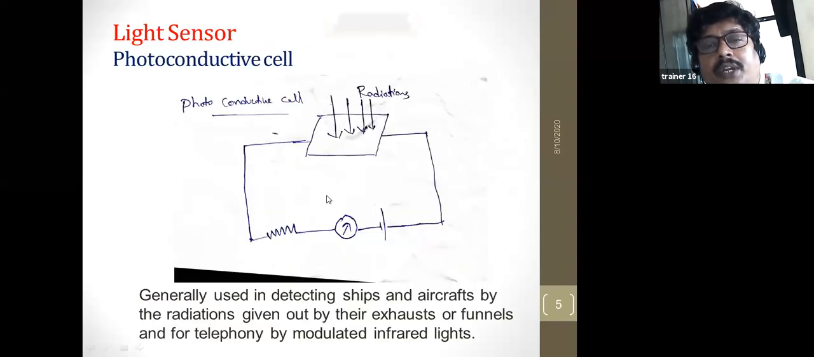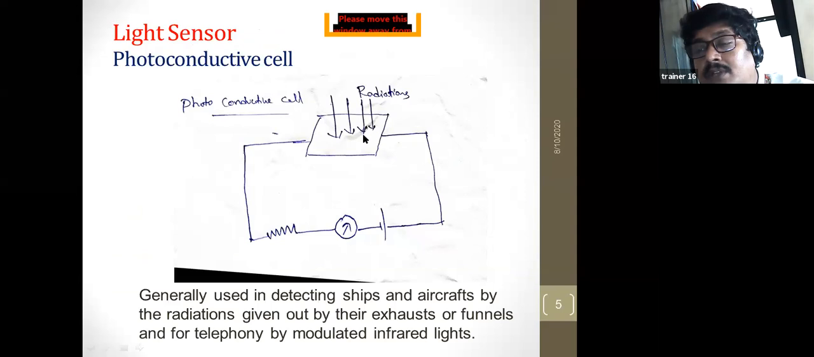And the next is the photoconductivity cell. This depends on different types of materials. When radiations are incident on a semiconductor material like selenium, lead sulfide, thallium sulfide, or aluminum sulfide, there will be a change in the resistivity. If the resistance changes, the output also changes. Okay, right?